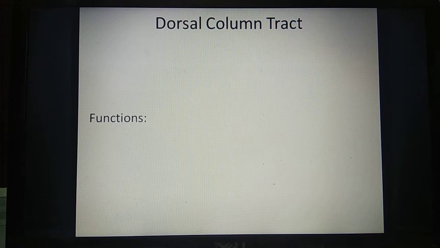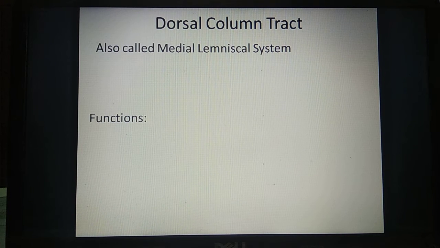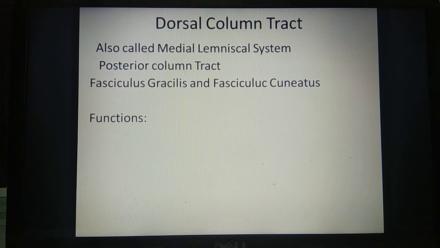Okay. Now for the functions of this dorsal column tract. This is also called the medial lemniscus system. As I have shown you there, the crossed fibers are called lemniscus. It is also called the posterior column tract, also called fasciculus gracilis and fasciculus cuneatus.